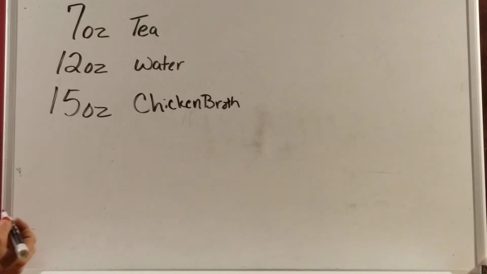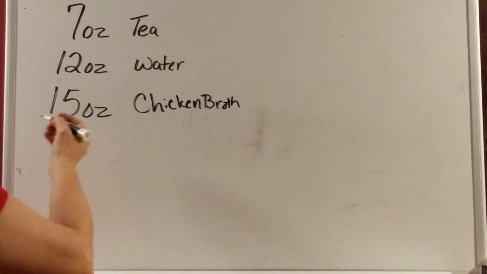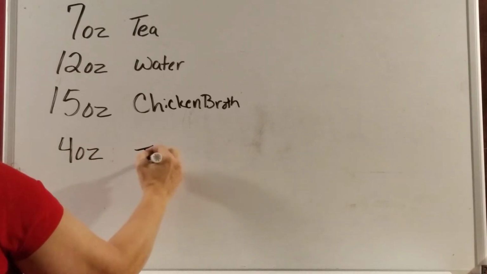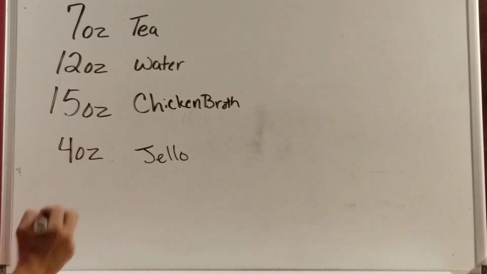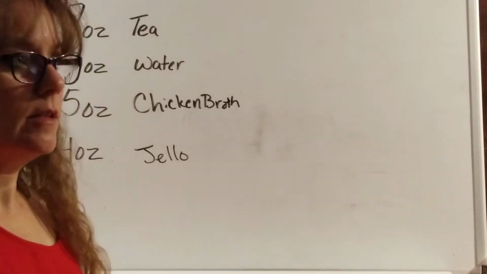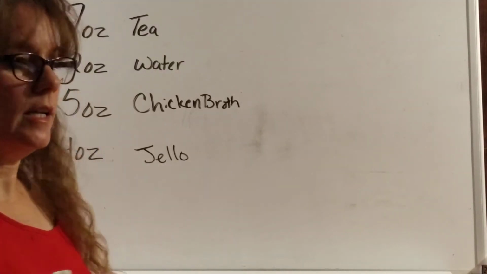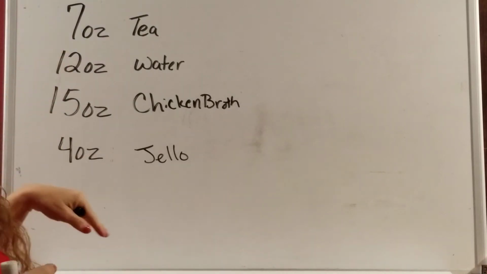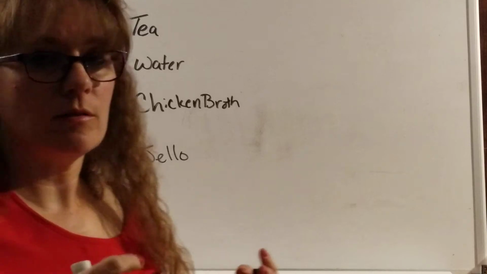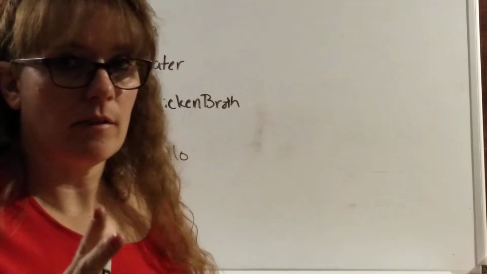And let's say they had some Jello, some gelatin. They had 4 ounces of gelatin. I'm going to call it Jello. And we want to know how much their intake was. If we're calculating their intake, we want to add all these up, and that would give me a grand total of ounces. But we want to convert that to milliliters. So you have an option here.